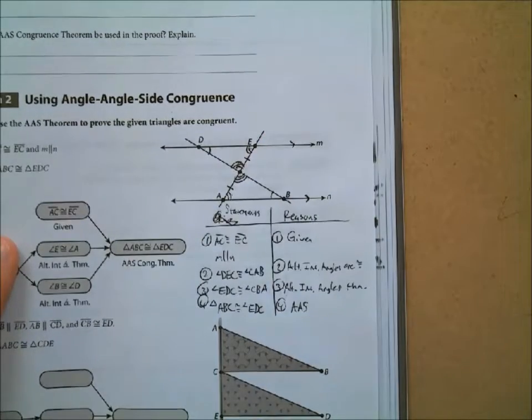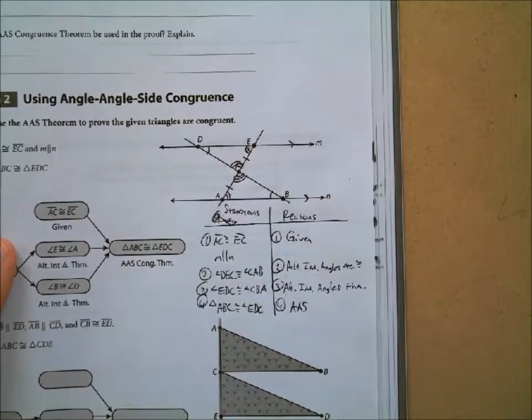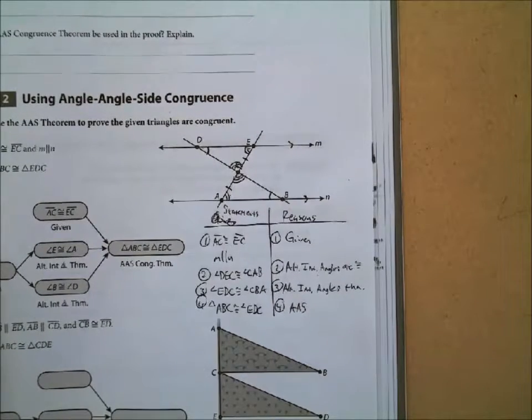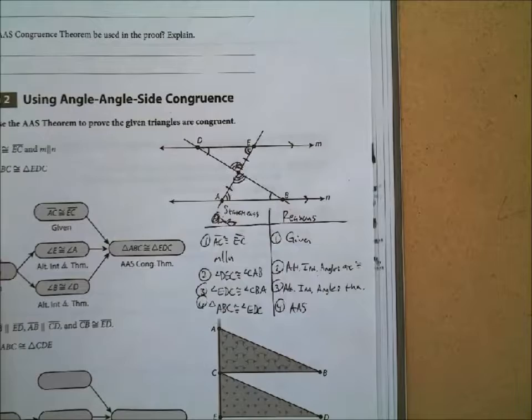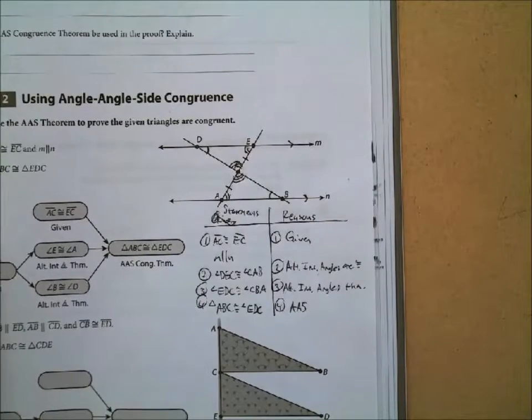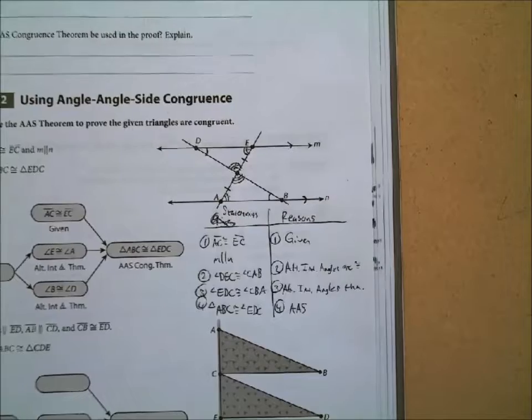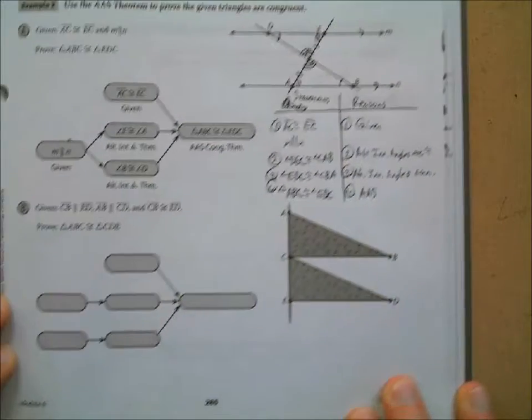Okay, so you had a couple options there. Do I care which one you use? No. Sometimes you'll have more than one way to do this. And in fact, truth be told, every angle, angle, side proof could be redone as an angle, side, angle. I can discuss that more if you're curious about why that is. But that's the idea.